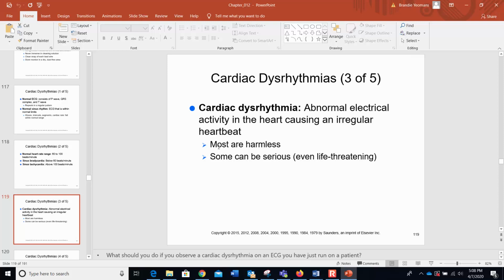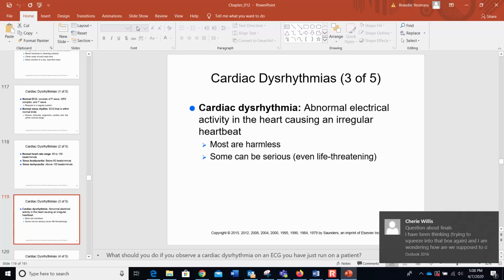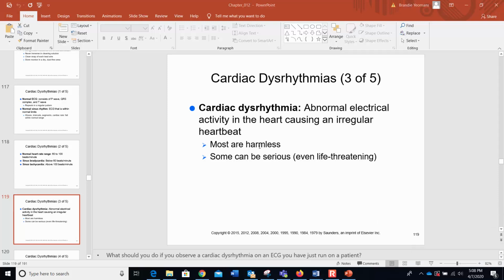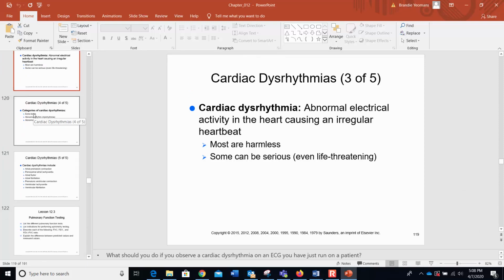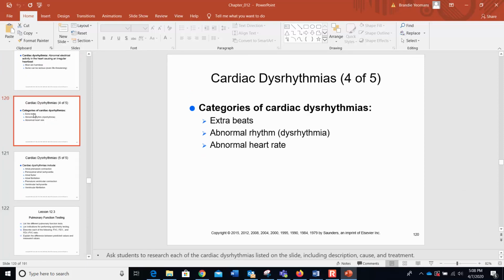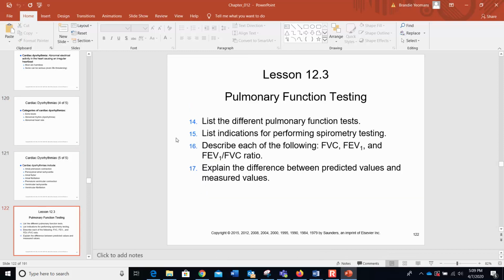And it's going to blow your mind when we talk about who is most likely to have one of these dysrhythmias, because guess what? It's going to be those folks that are asymptomatic. Okay, so let's look at the categories of these dysrhythmias. You've got the ones with extra beats, the abnormal rhythm, which is that dysrhythmia, and then your abnormal rate.